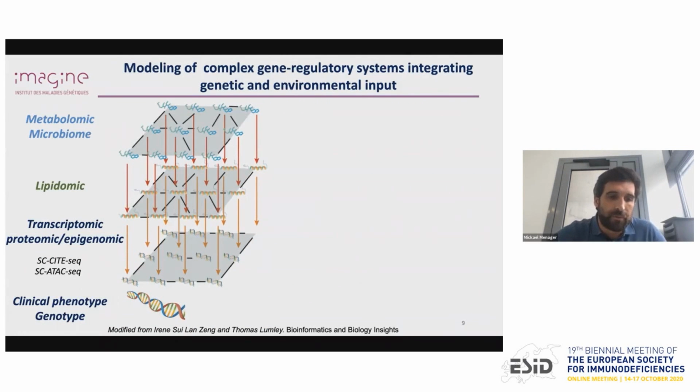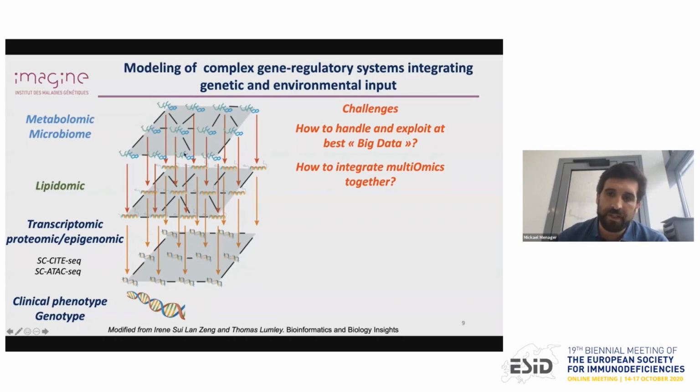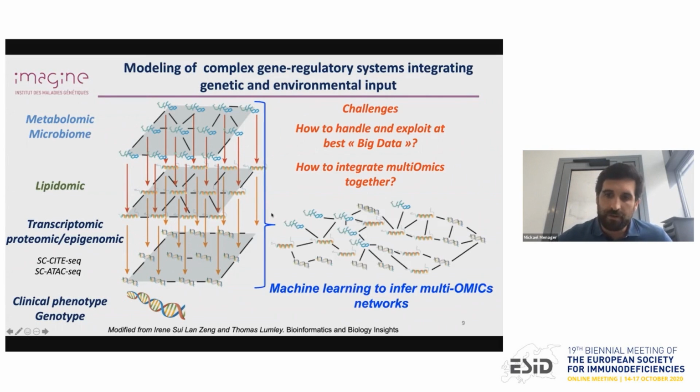So in addition to gathering information for each of our patients at the clinical level, the genotype, and generating single cell transcriptomic, proteomic, and epigenomic data, we also have projects where we would like to combine lipidomics, metabolomics, and microbiome in order to also see the impact of the environment on those diseases. So now what's happening is that with all those different omics, you're generating a tremendous amount of data, big data. And so the idea is how to integrate all those multi-omics together in order to try to have, at the end, one multi-omics network.